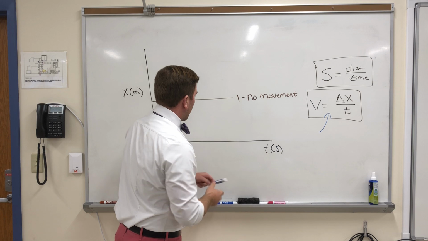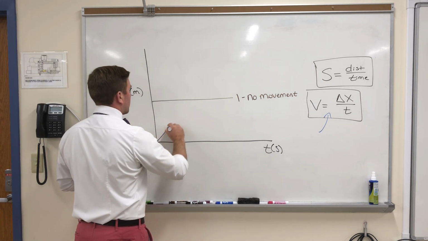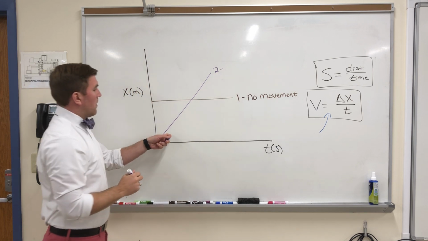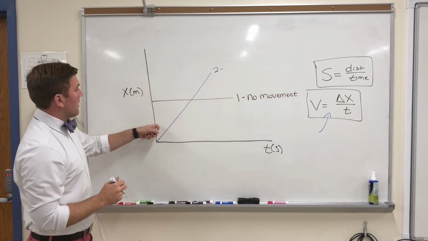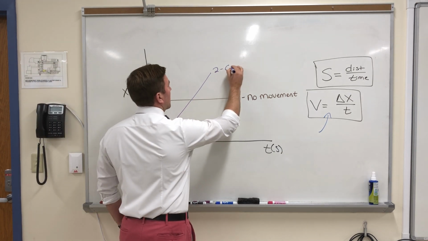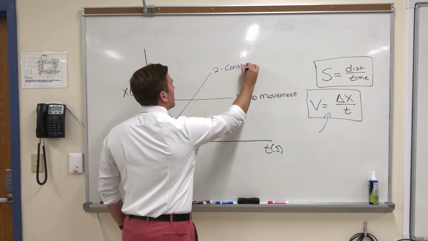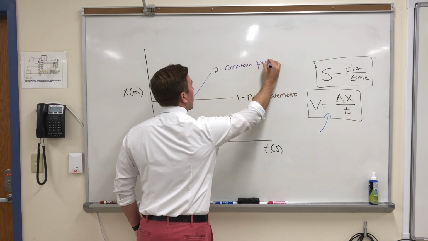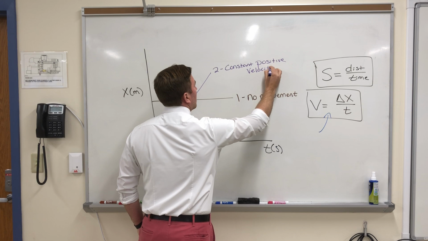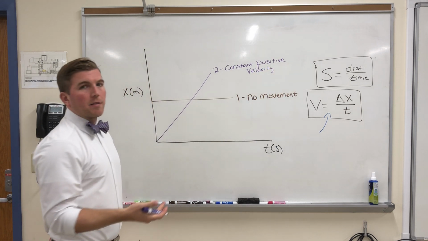If I look at another example, perhaps something like this, and I called this line 2, this would indicate that I am traveling at a constant rate over time. So this is a constant positive velocity. And now the question could be asked, why is it positive?